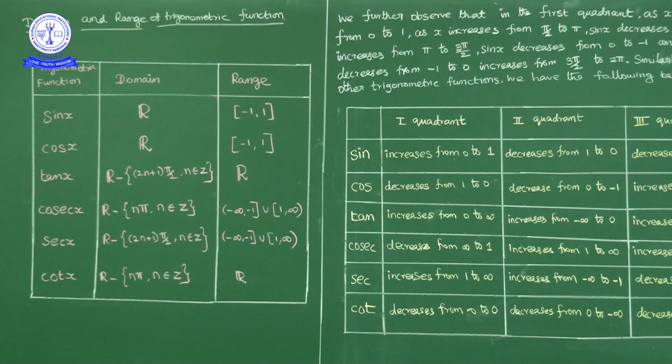What is the domain of tan x? Tan x is defined at all real numbers except where cos x is 0, because tan x is the ratio of sin upon cos. Whenever cos x is 0, tan x is not defined. Cos x is 0 when x is an odd multiple of pi by 2. So tan x is defined at all real numbers x except at odd multiples of pi by 2. So we can write the domain of tan x is all real numbers minus (2n+1) into pi by 2, odd multiples of pi by 2, where n is any integer.